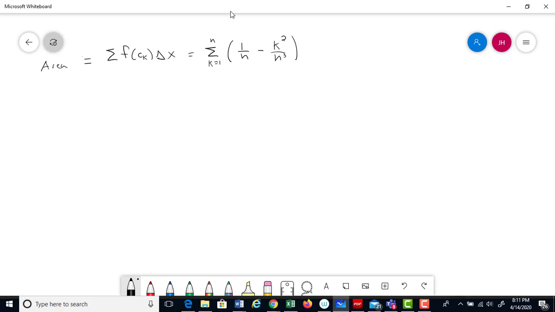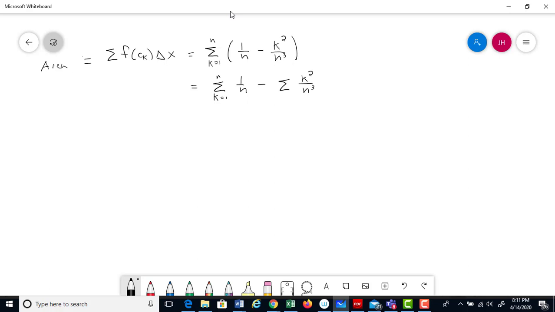Okay, so that's what we're looking at. Now I'm going to use the summation rules, because there's nothing else I can do. I can't subtract these things because they're not like terms. So I'm going to apply the summation to each one of these. The sum of the difference is the difference of the sums. So this is the summation of 1 over n minus the summation of k squared all over n cubed, with k equals 1 to n.